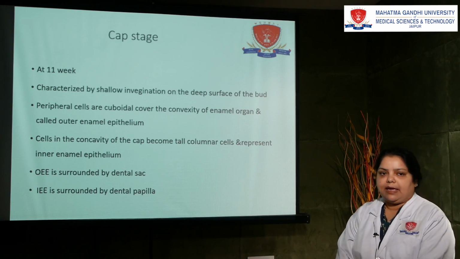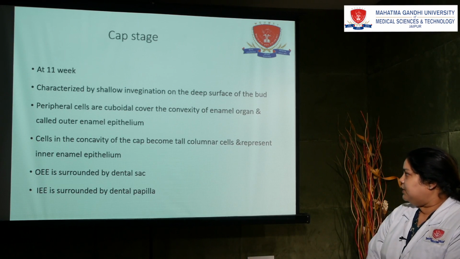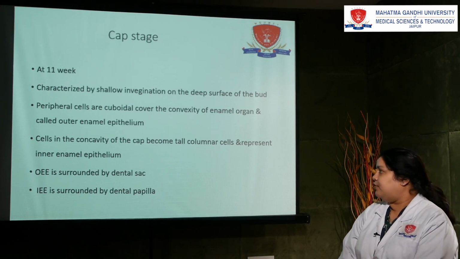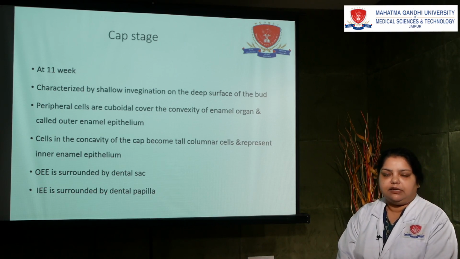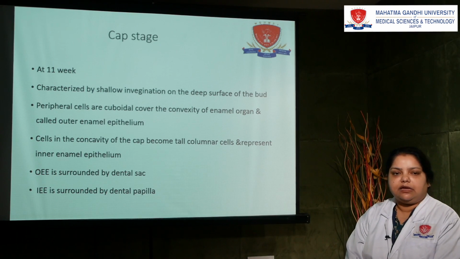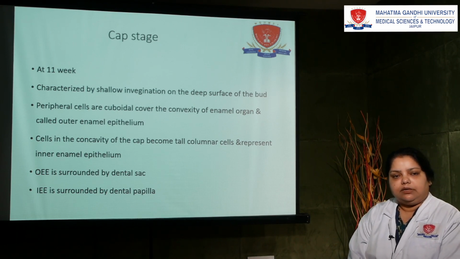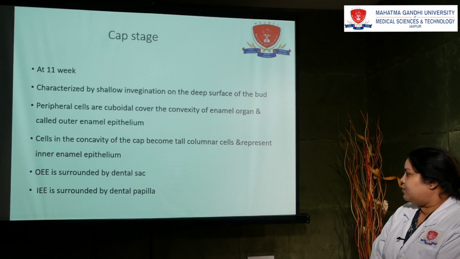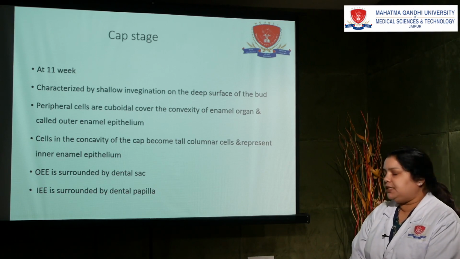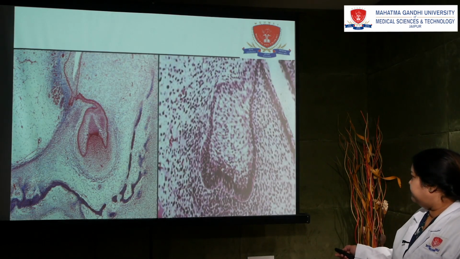Now, coming to the cap stage. It starts from the 11th week. There will be a shallow invagination of the deep surface of the bud. The peripheral cells remain cuboidal, while the concavity appears at the inner surface of the enamel organ. Those cells become tall columnar cells. So, we have the outer enamel epithelium and the inner enamel epithelium.